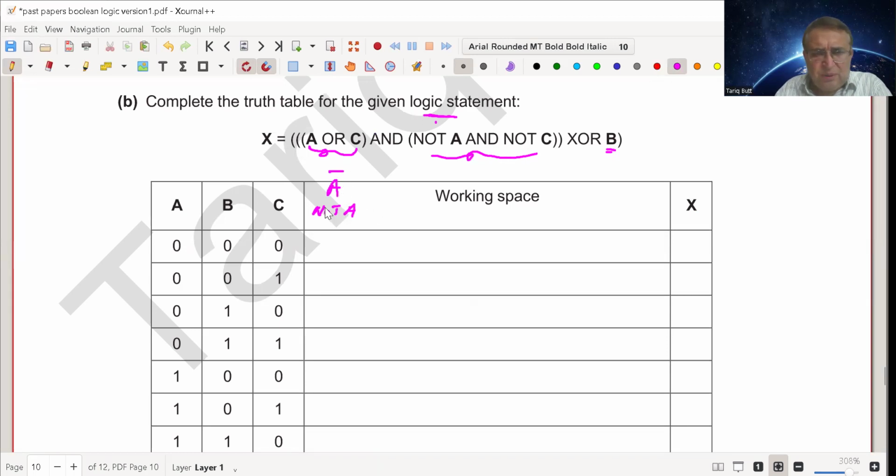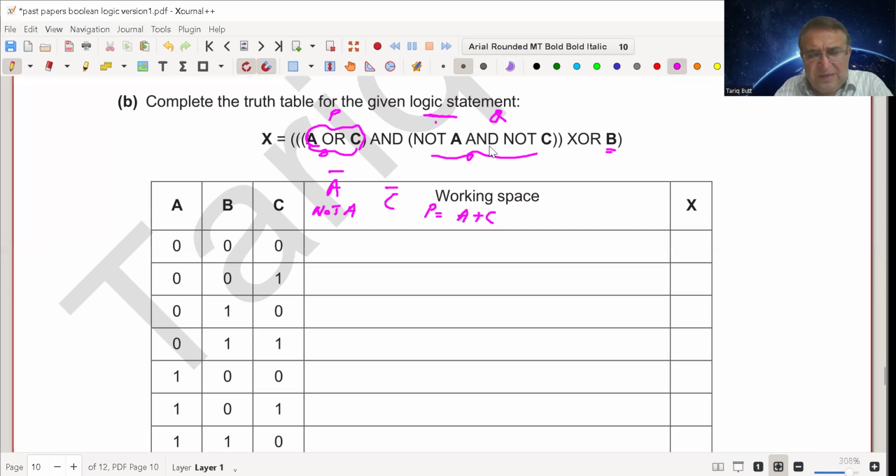So I use this notation because it takes less space. Otherwise, sometimes the working space becomes less if you write down all this. So only this is the reason. So not of A and not of C, you need that column as well, not of C. Then you need, for instance, this expression, A or C. Let's say you call this P, which is A or C. Then let's say call this Q, which is not of A and not of C.